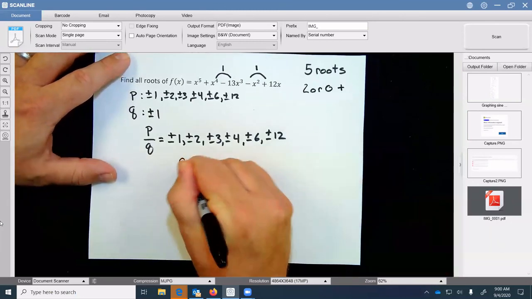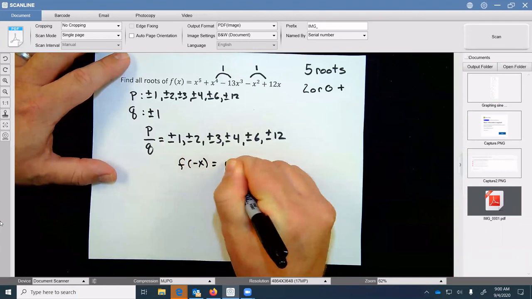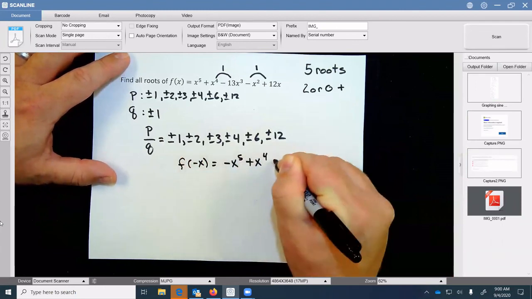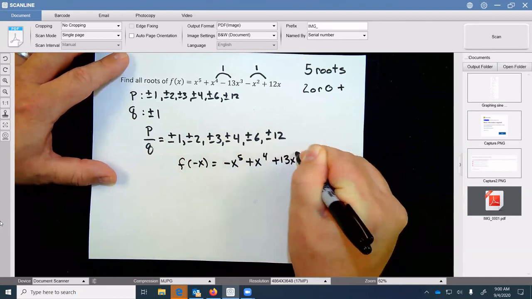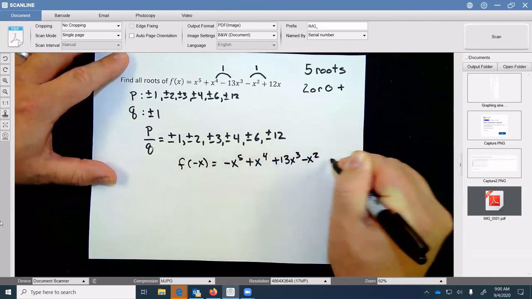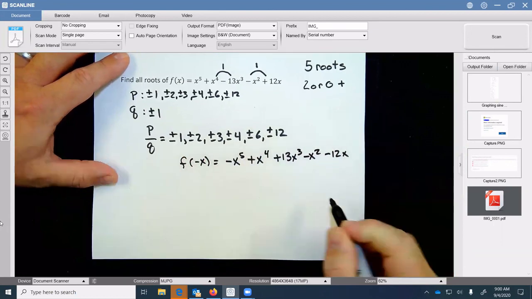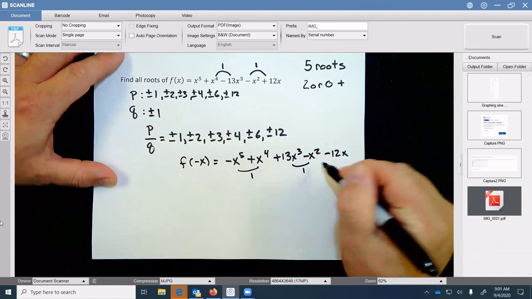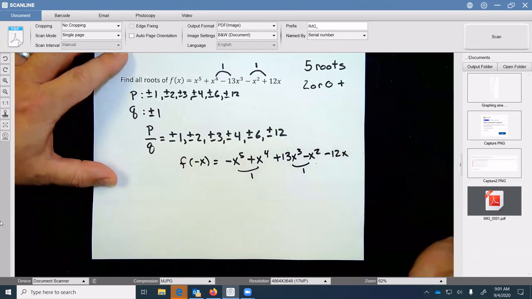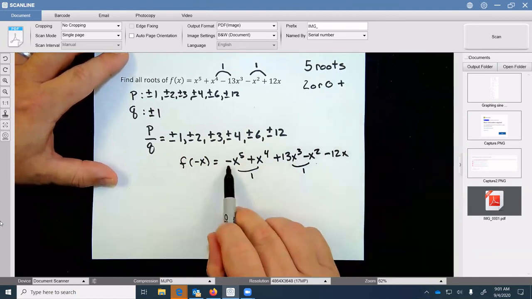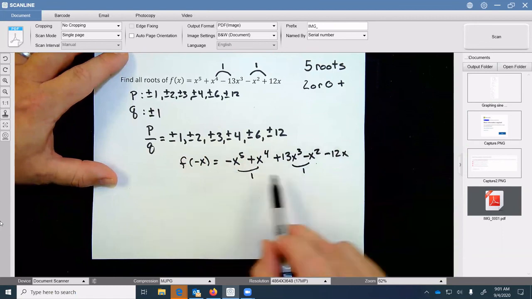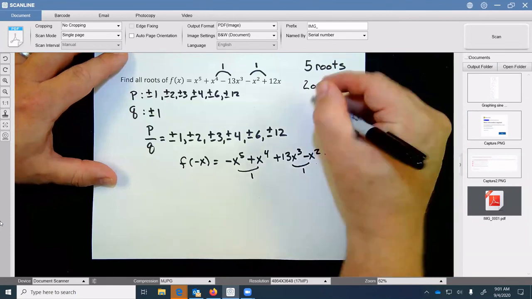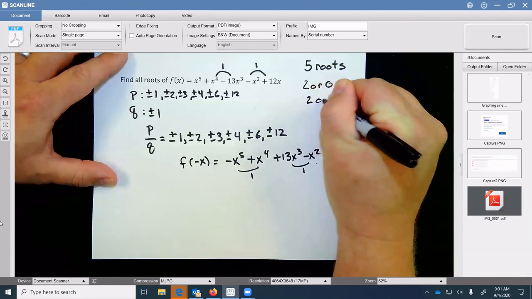If I plug in negative x and I change the sign of all the odd indexed terms, then I have 1, 2, right? Let's see. 1, 2. Yep. So I can have 2 or 0 negative.